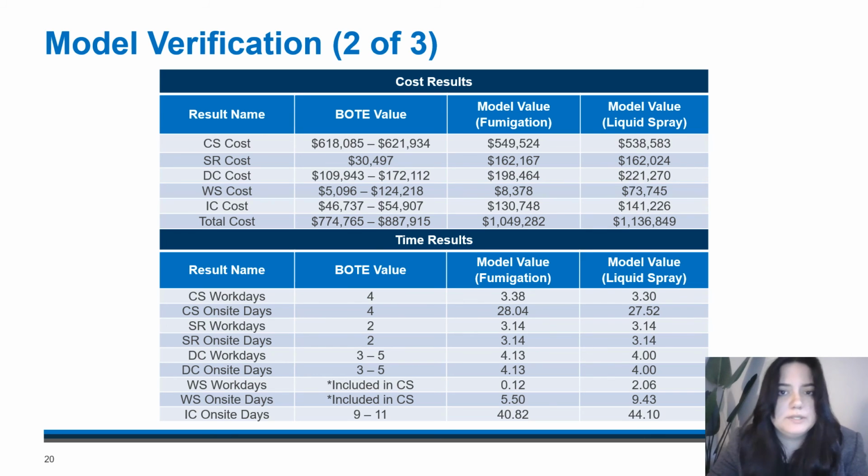And I'll note here quickly that the difference between workdays and on-site days is that workdays includes only the physical element process being completed, as well as any additional time due to entrances to the site area. And then the on-site days includes the workdays as well as any lab days and overhead days. So the biggest discrepancies to note here are due to the inclusion of the amount of time samples spend at external labs for analysis and testing. Specifically, this is seen in the on-site days for characterization sampling, waste sampling, and incident command, since it's not believed that this time was included in the BOTE project report details.